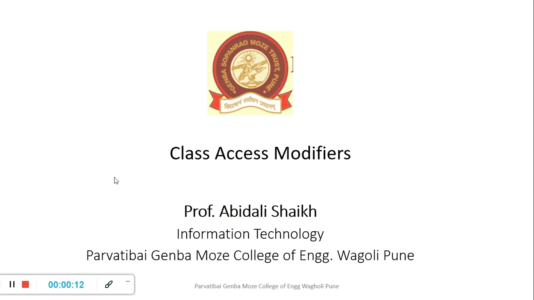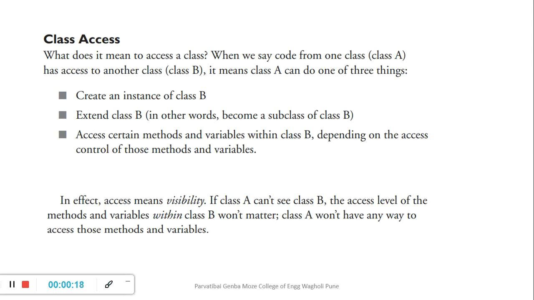Today we will see class access modifiers in Java. So what is class access? Class access means code from one class, suppose A, has access to another class B. That means A can do the following things. A can create the instance of class B, or extend class B, or access certain methods and variables depending upon their access control into the class A.